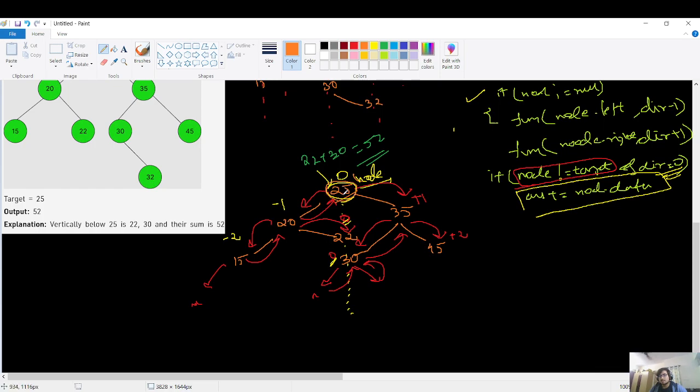But in the answer, I do not want this node. I do not want the target node to be in my answer. So that's why I'm making this condition here: if node not equals to target and direction equals 0, then only include that node's data in my answer, right? I hope this is very clear to you.